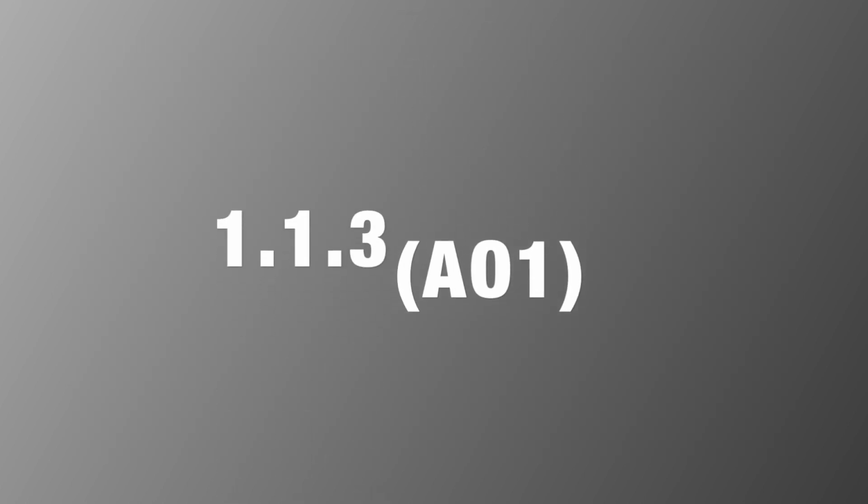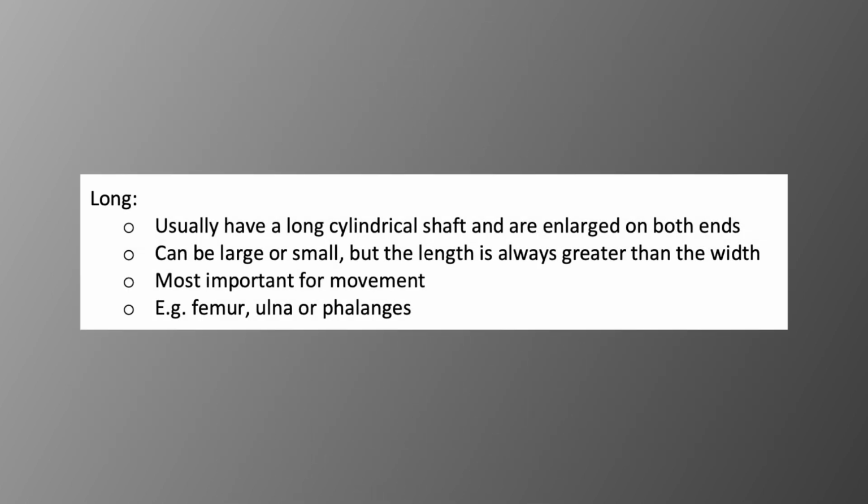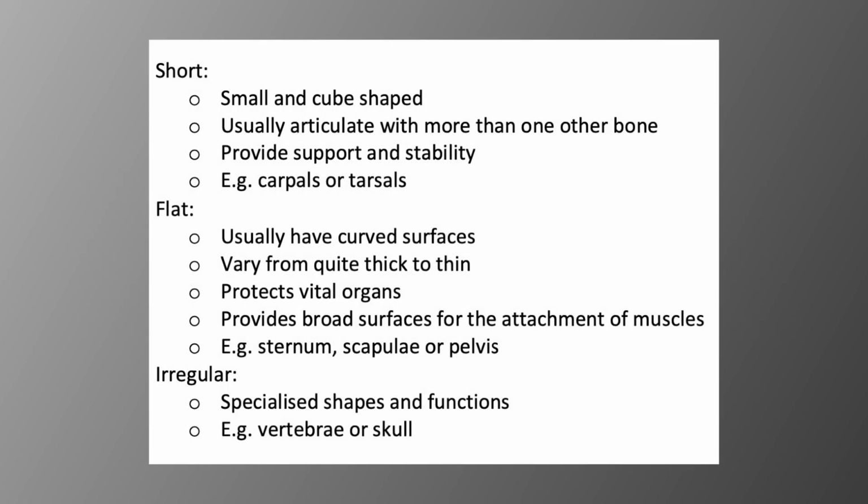1.1.3 is on the types of bones. We have long bones, like the femur, which are essential for movement. Short bones, such as carpals, provide support and stability. Flat bones, like the sternum, protect vital organs and offer muscle attachment surfaces. Lastly, irregular bones, like vertebrae, have specialized shapes and functions.